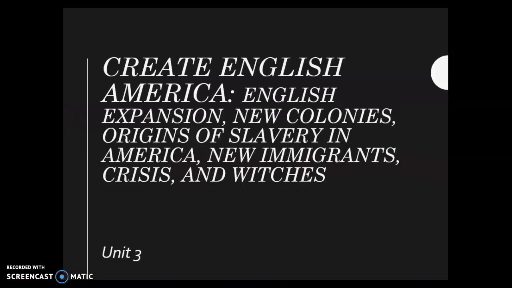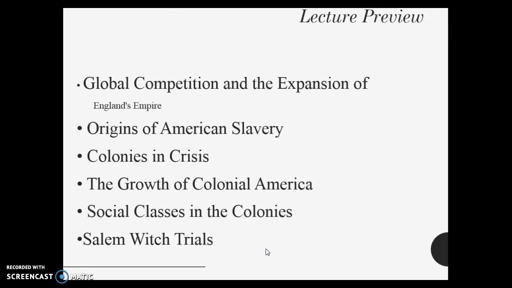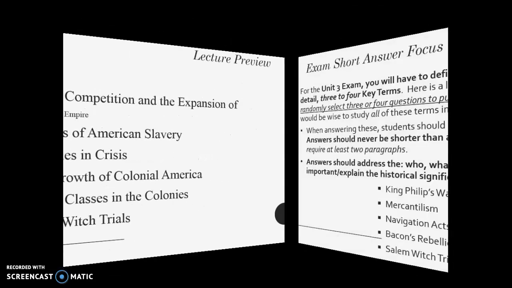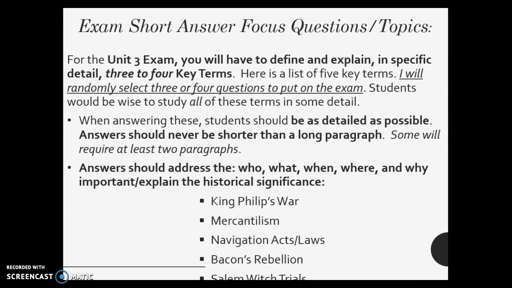From the beginning. All right, so creating English America, English expansion, new colonies, origins of slavery, new immigrants, crisis, and witches is what we're looking at this week. So let's get into this. Some previews, big topics, kind of what I just said there. Here, so exam short answer questions.